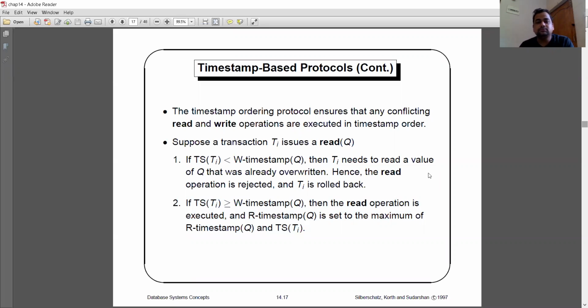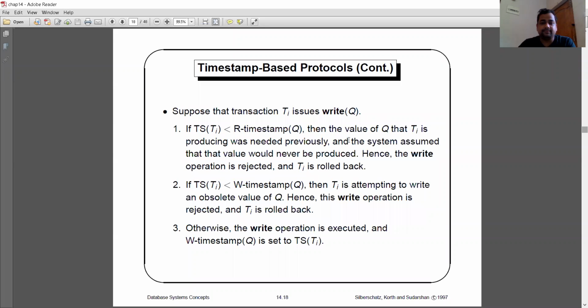For a read operation, the timestamp of Ti should be compared with the write timestamp. The first case is where it is less than the write timestamp; the second is where it is greater than or equal to. In the first case, we have to reject the read operation and roll back the transaction Ti. In the second case, we perform the read operation, and the read timestamp is set to the maximum of the read timestamp of Q and the timestamp of transaction Ti.